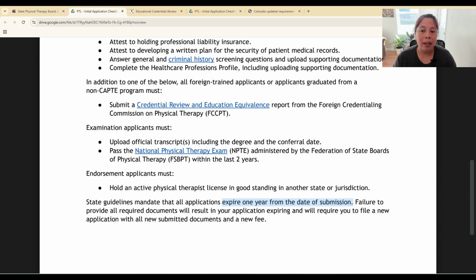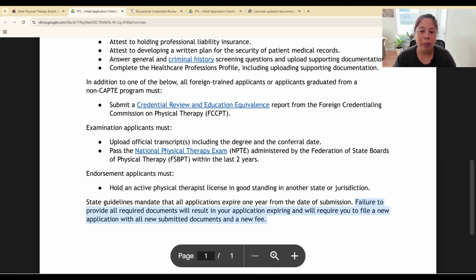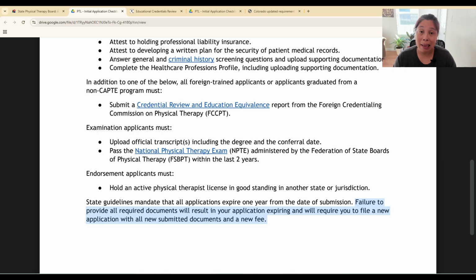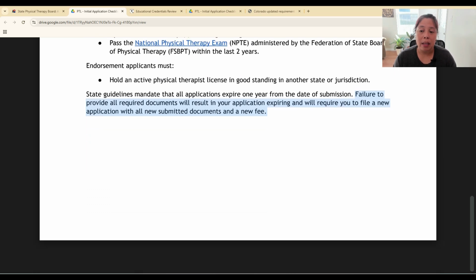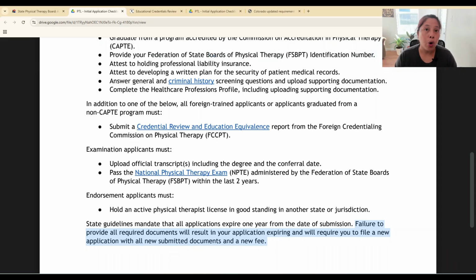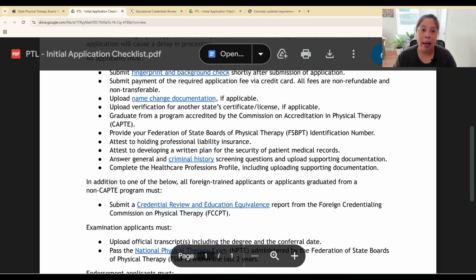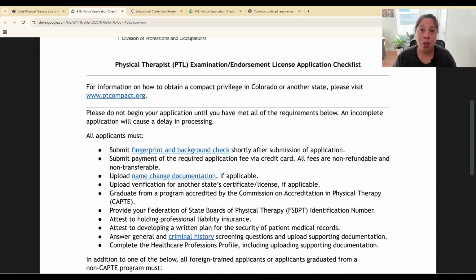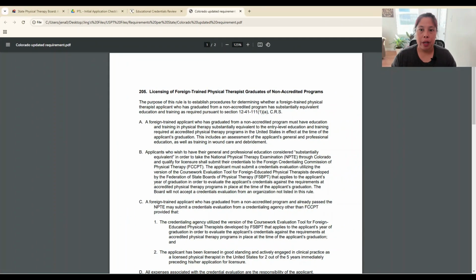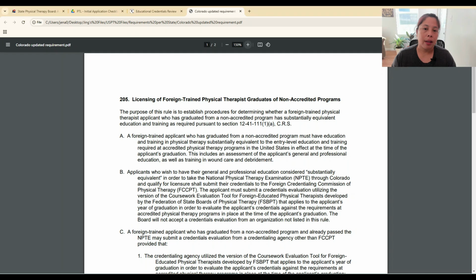So the bad thing about it is that if you fail to submit all the documents, then you have to submit them again, okay? So it is very important here, guys, that before you start, if you really want to apply to Colorado, you make sure that you have all these requirements on hand, ready to be submitted before you pay the Colorado State, because you only have 1 year to complete everything, or you're going back to square one, back to zero, okay? So this is another piece of information that is important from the Colorado Board of Physical Therapy.